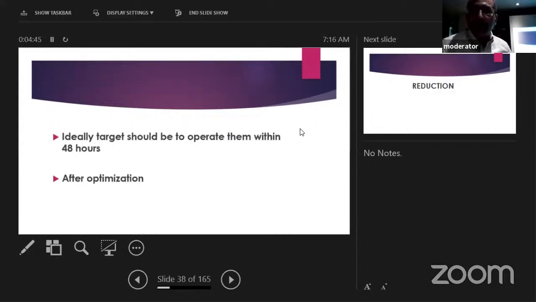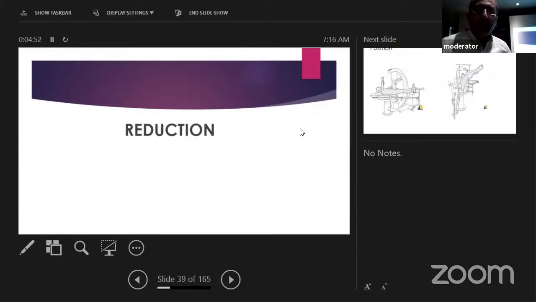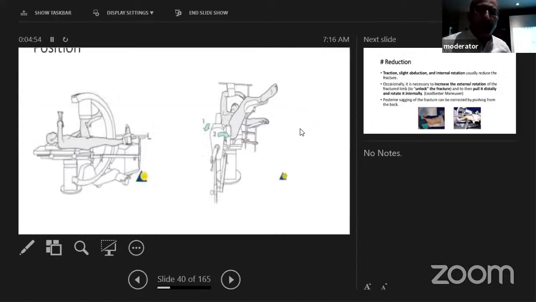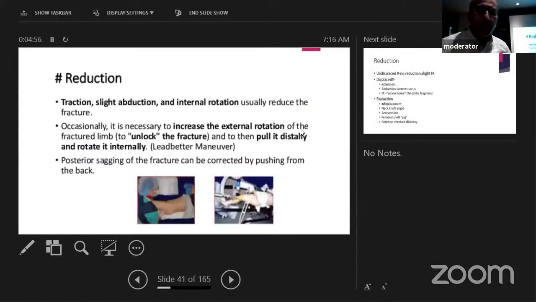And ideally, the target of these elderly patients should be to operate within 48 hours. And of course, after optimization. Then you go to the theater, start the reduction, of course, on the fracture table. This reduction is generally stated for traction, slight abduction, and internal rotation.